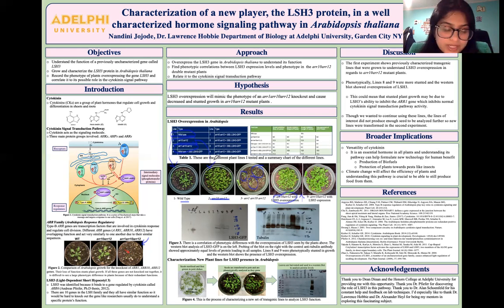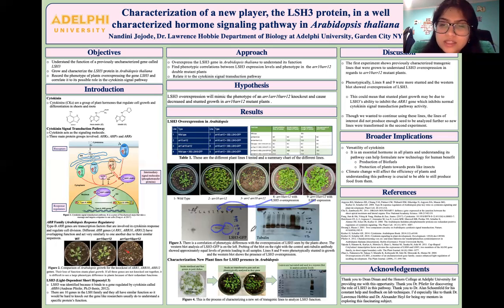So since phenotypically we did see something that was peculiar or interesting, we decided to go further and do a Western blot. A Western blot is a scientific technique that is used to determine the amount of protein in a sample. The Western blot on the left, which is shown right here, shows the plants that have LSH3 overexpression. As you can see here, we have plant number 8, which is seen in this well, and plant number 9, which is seen in this well. And both of them are showing bands for LSH3.